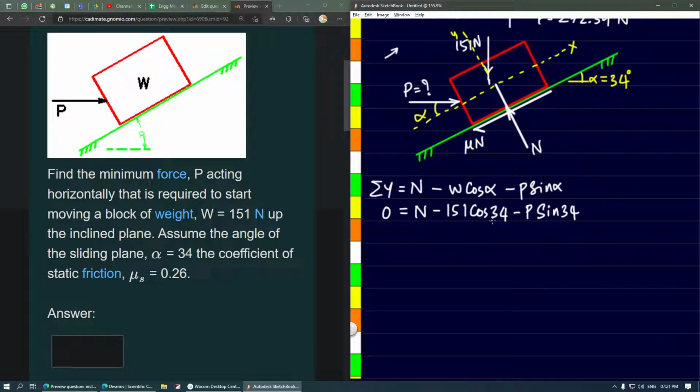If we transfer this constant value to the other side, we will get the equation as N minus P sine 34 equals 151 cos 34. Let's call it equation 1.